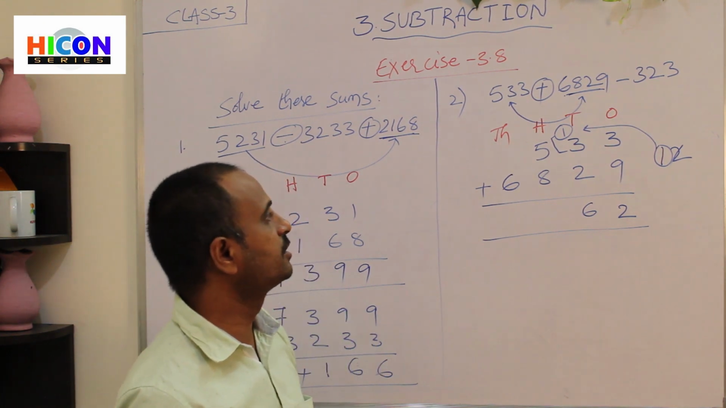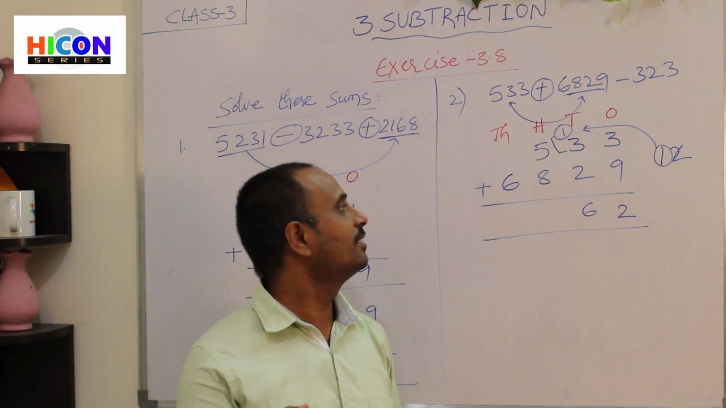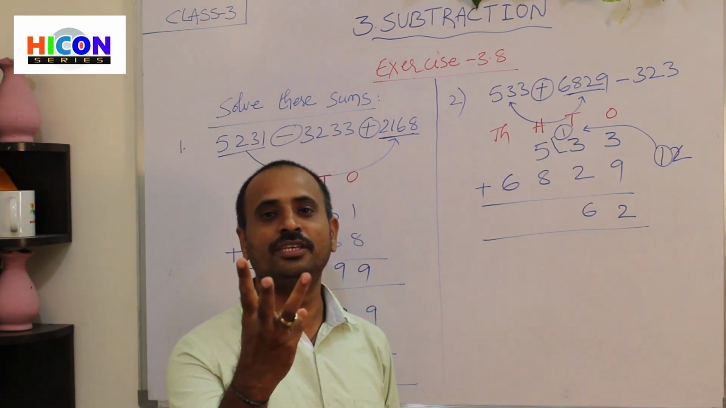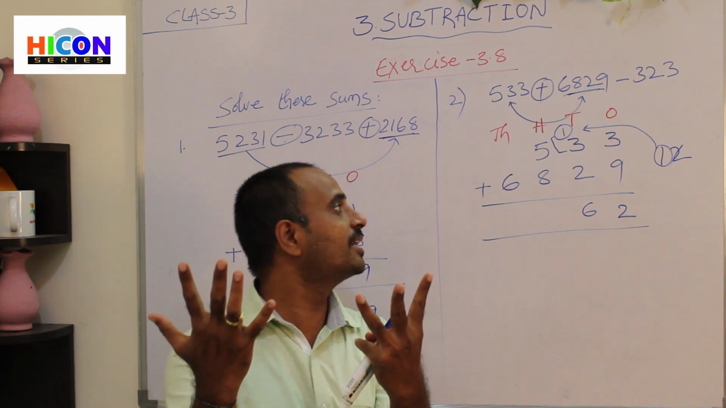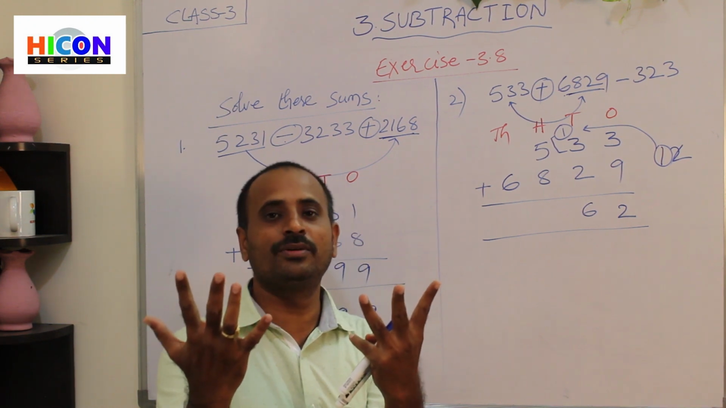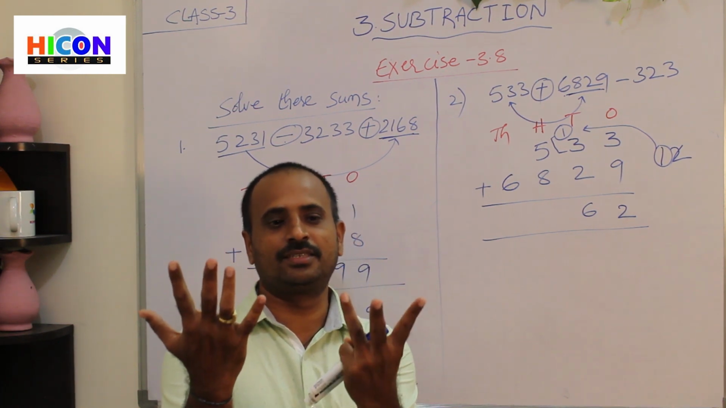What are the digits in hundreds place? 5 and 8 are there. Take 8 fingers of your hand: 1, 2, 3, 4, 5, and 6, 7, 8. These are the 8 fingers. What is the first number? 5. After 5 we will get 6. So start counting from 6.